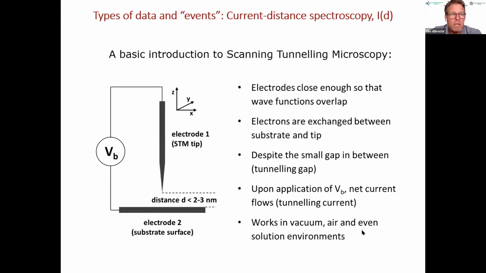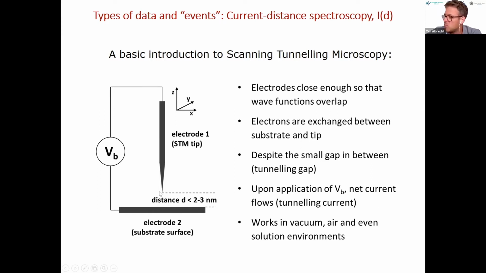I'm giving you two more examples, but I needed to introduce a technique first in case you're not familiar with it, and that's scanning tunneling microscopy. Now, a scanning tunneling microscope is in principle a very simple device. It's composed of a sharp tip, a conductive needle, if you like, made out of tungsten or platinum iridium, and that hovers above a conductive substrate. Again, that could be a metal surface or a semiconductor, for example.